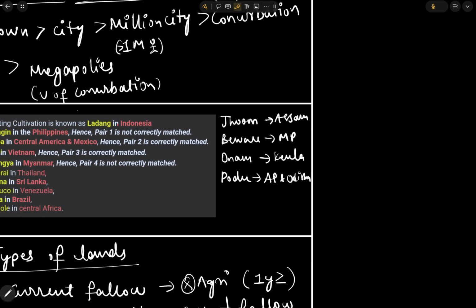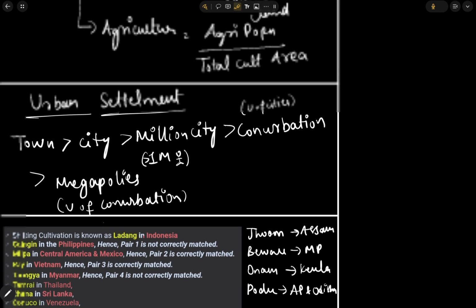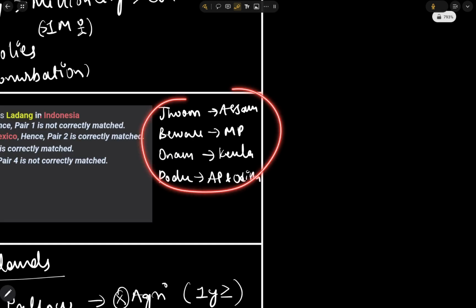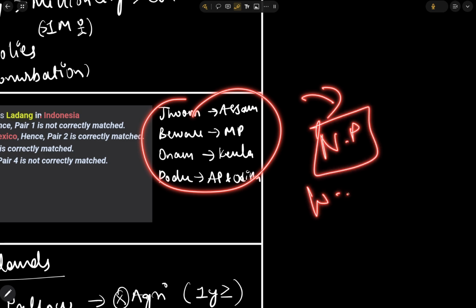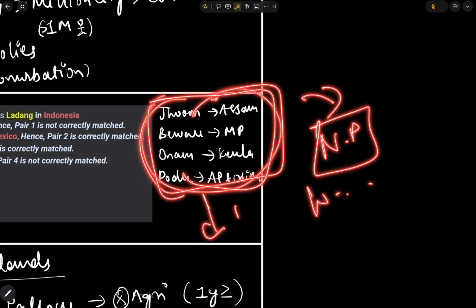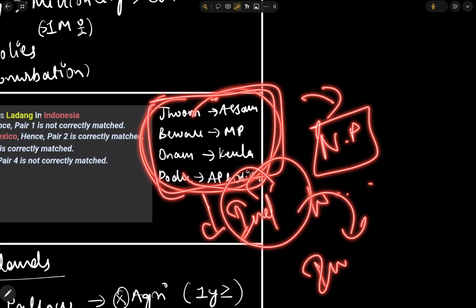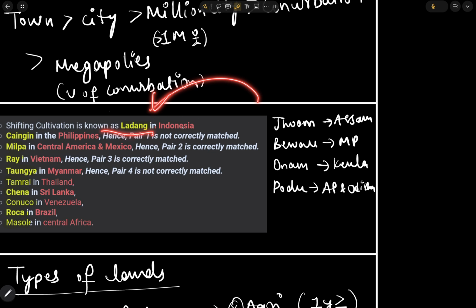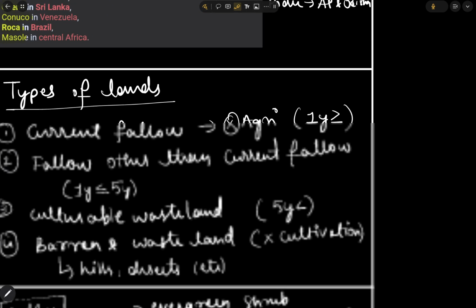First of all, we need to remember all the Indian parts, like shifting cultivation, population density, or the names of national parks or wildlife sanctuaries. The factual information we need to remember is basically India's. Once you cover all of India's factual information, then move to remembering the international ones. Okay, that is my advice.